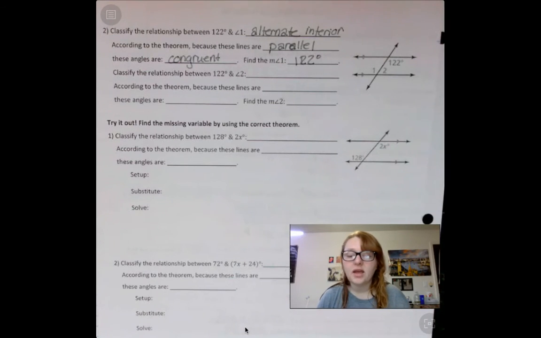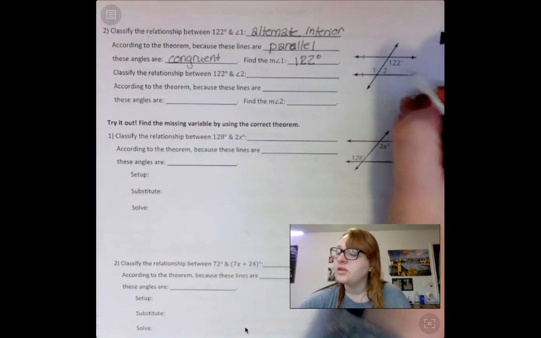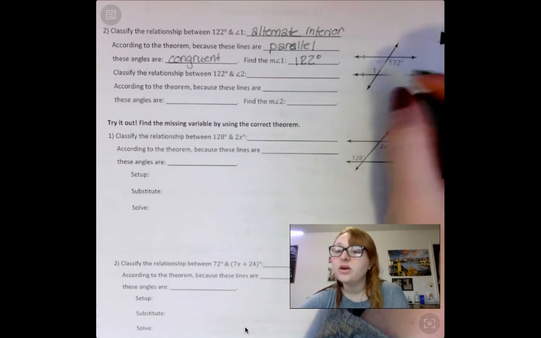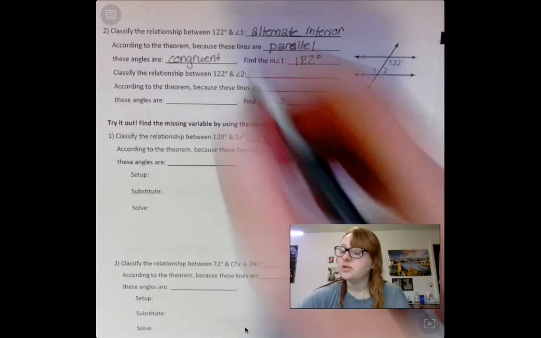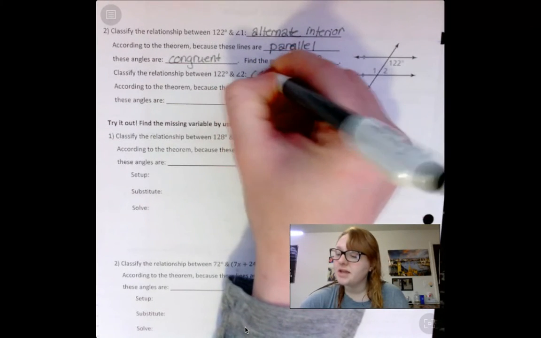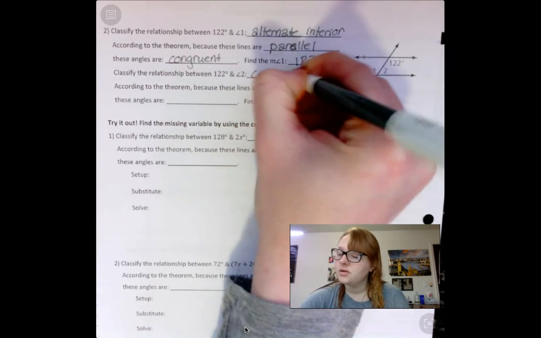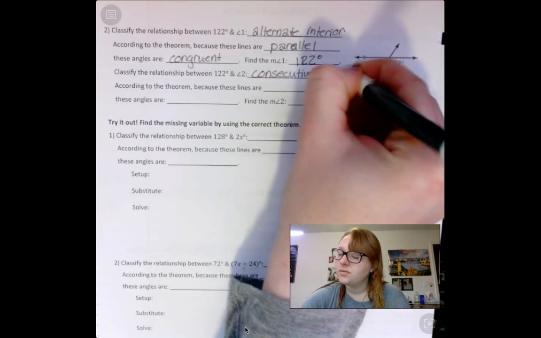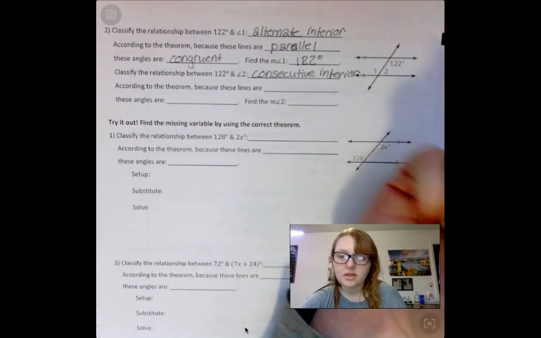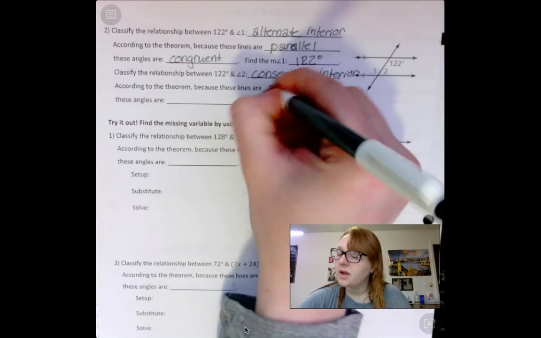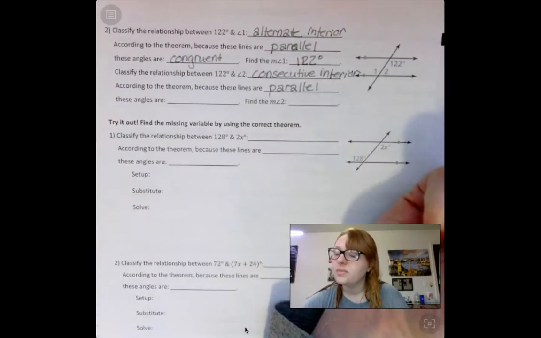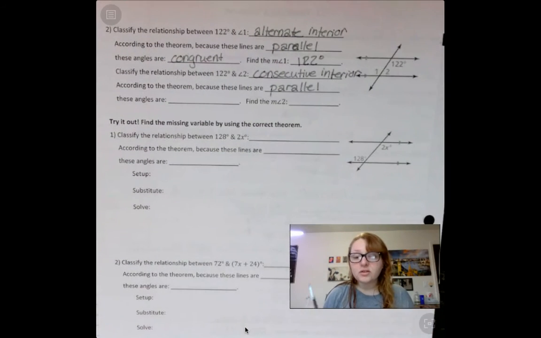122 and angle 2, these are both on the interior of the parallel lines, but they are on the same side of the transversal, so this would be consecutive interior. And according to the theorem, these lines are parallel. Okay? And these angles, again, you always want to say congruent because that's what all the other ones are.